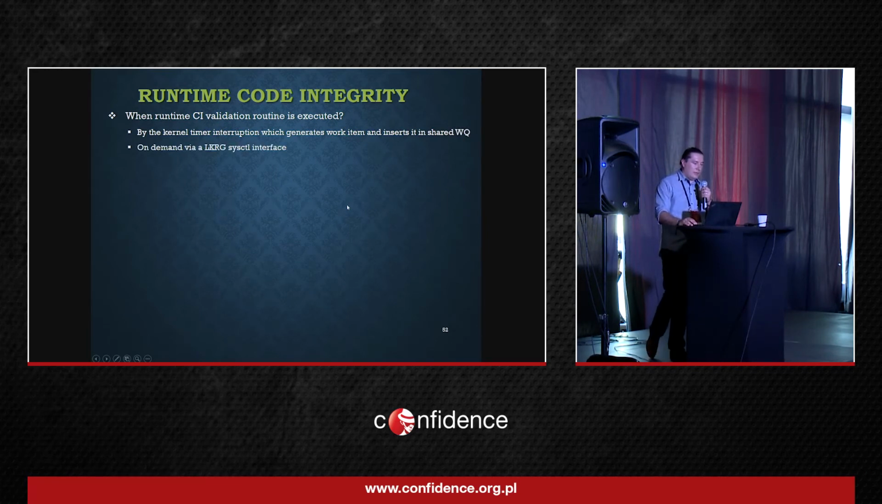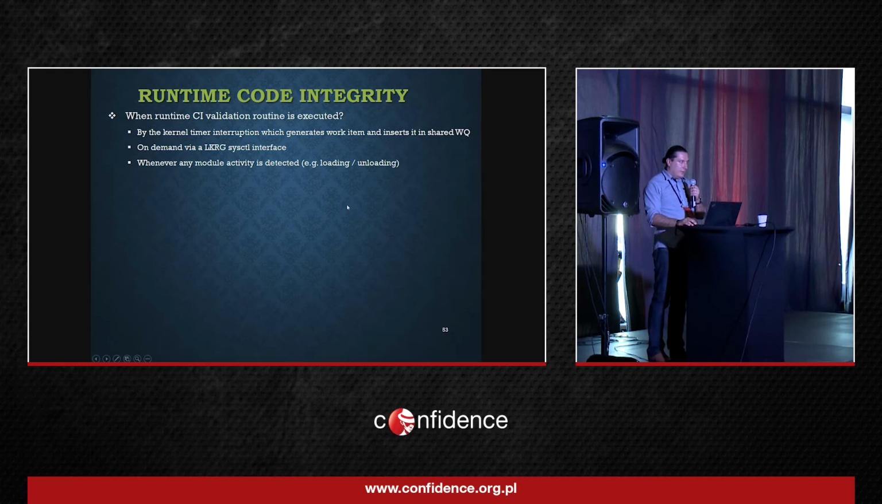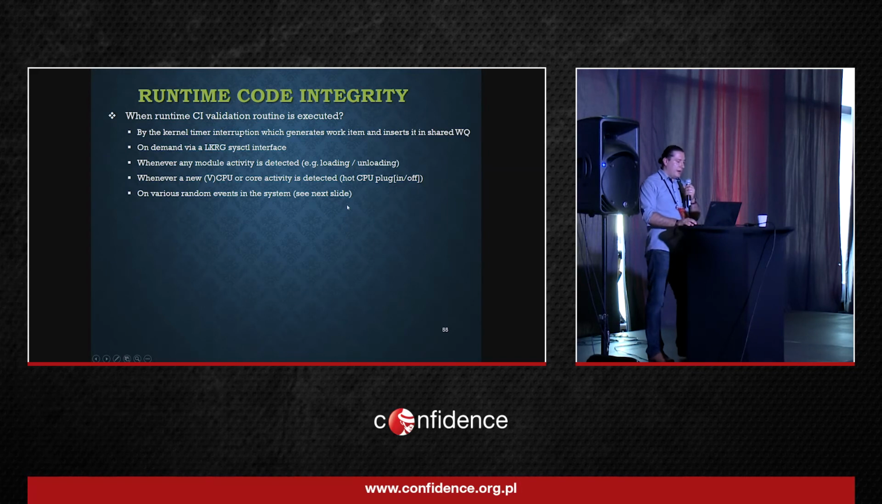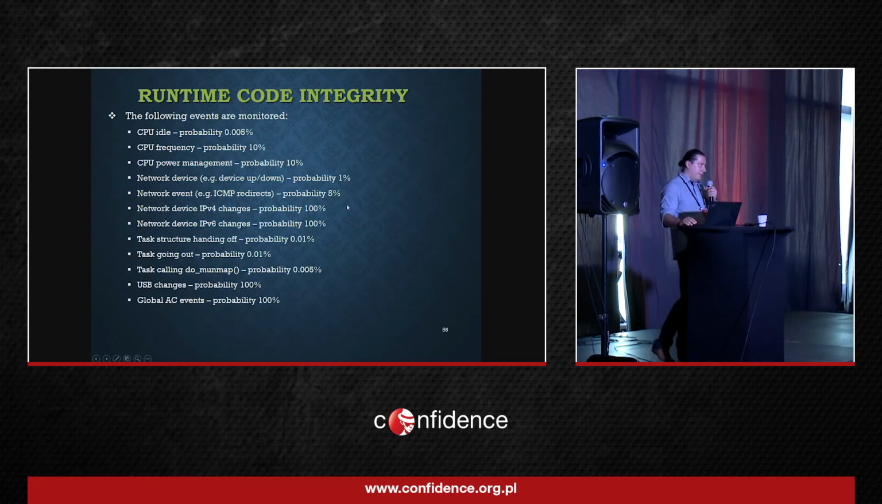Also, you can force validation of LKRG dynamically by the sysctl interface. Whenever any module activity is detected, so a module being loaded or unloaded, it also enforces validation of the code integrity. Whenever a new virtual CPU or core is being added, for example hot plug-in or hot plug-off, it will enforce validation of the system. And also on various random events in the system, which are unpredictable, to remove predictability of the validation. And this is the list of the random events in the system with the different probabilities. For example, if a random core becomes idle at any point of time in the system, there is a 0.005% probability of validation of the integrity of the system. But some of the events always enforce validation, like for example USB changes or global IC events, where the probability will always be 100%. And some of them are random, so it's unpredictable to know when your system will be additionally validated.